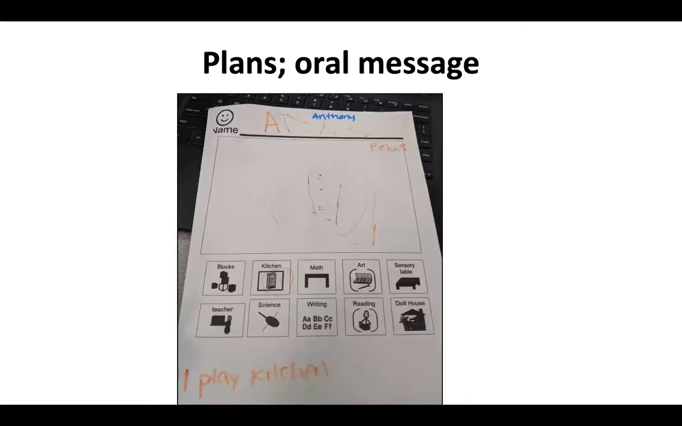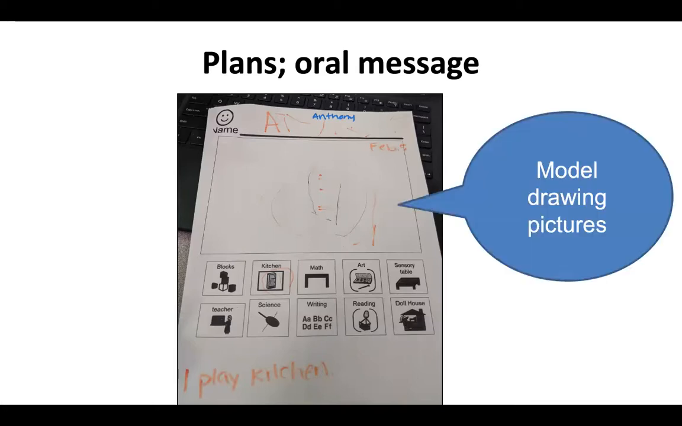Here's a child who's still at that oral message stage, can't really draw a picture yet, but did say, circle the kitchen, and did say, I play kitchen. What the scaffolding might be for this child would be a lot more work on modeling how to draw pictures.